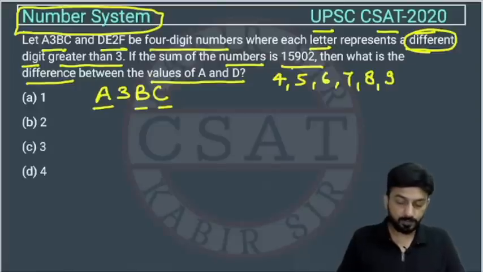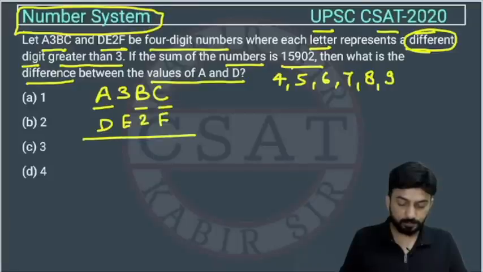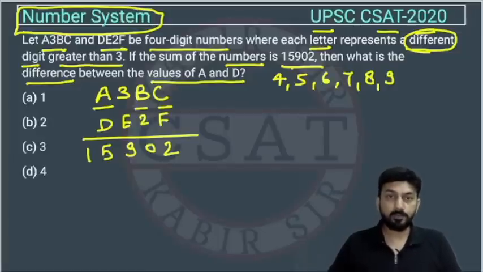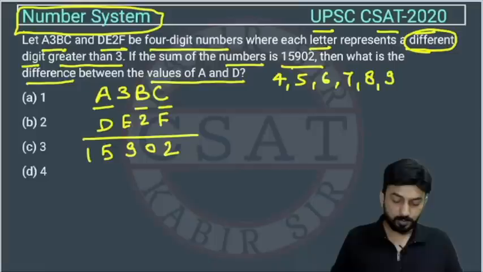So now we will write it like this: D, E, 2, F. And the addition they have given is 1590. UPSC has asked questions of this type many times. They are a little bit of a twist, but the overall concept will remain the same. So here we have to find the numbers C and F such that we get the unit digit 1. Suppose one number is 4, then the other number will be which one?